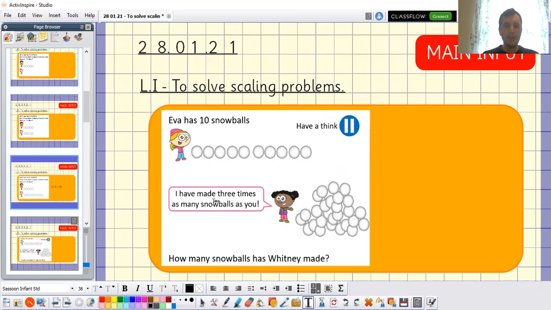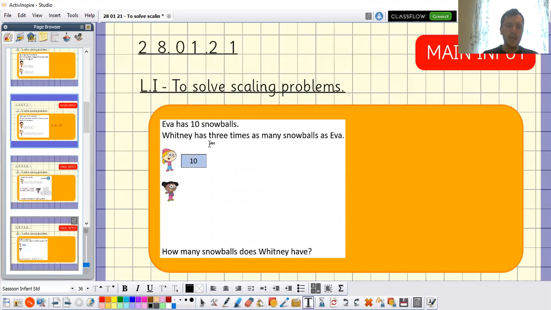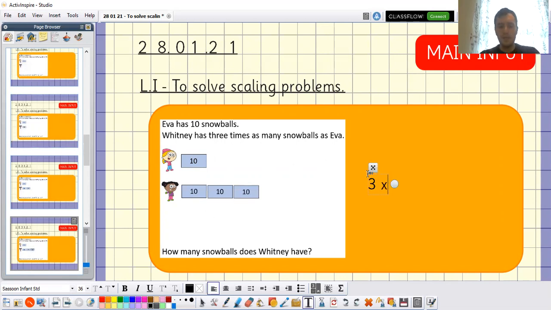Her friend Whitney says, I have made 3 times as many snowballs as you. So 3 times 10, or 3 groups of 10. At the moment, they're all jumbled up, but let's make them a bit clearer. So Eva has 10 snowballs. Whitney has 3 times as many. How many do you think she has? Well, I know 1 group of 10 would give us 10. Twice as many would be 2 groups of 10, which is 20. 3 times as many is 3 groups of 10, which would give us what? 3 times 10 is equal to 30.